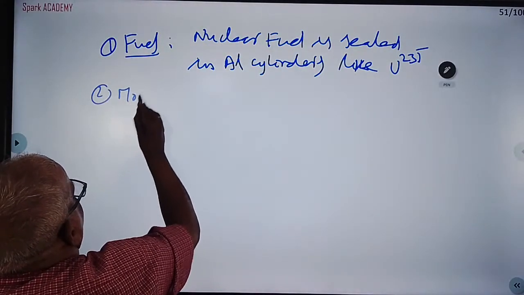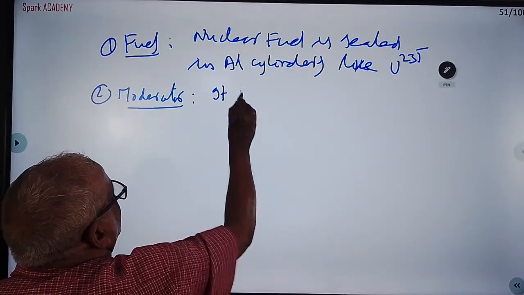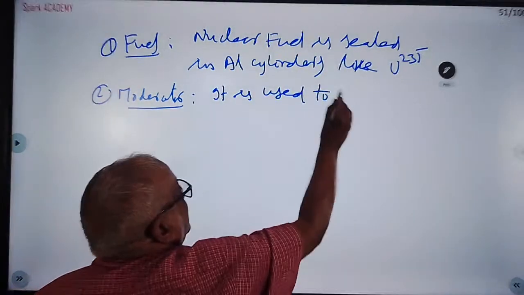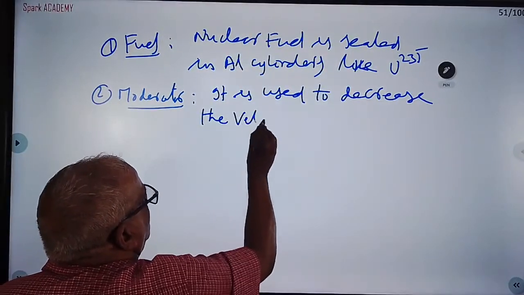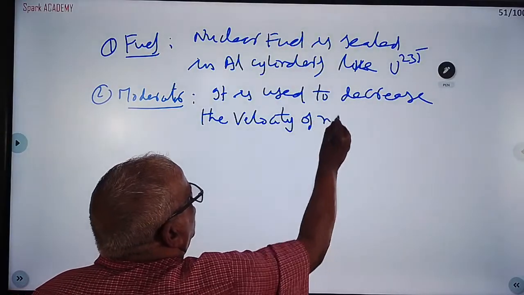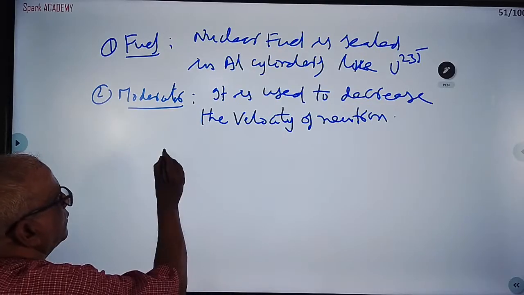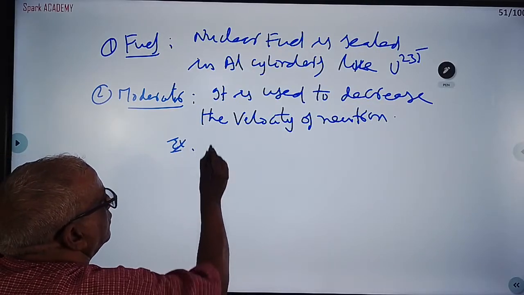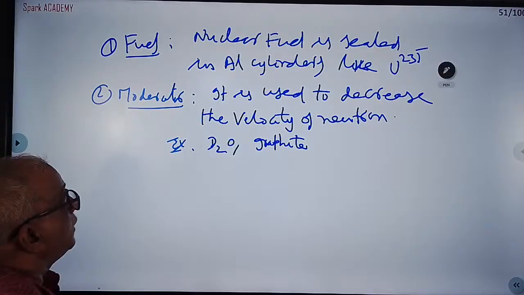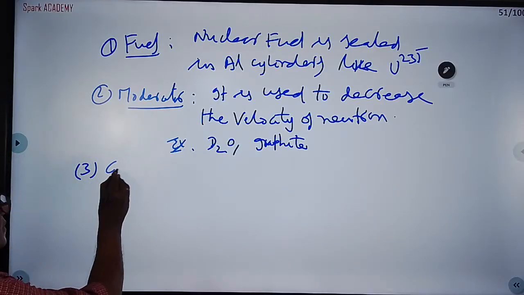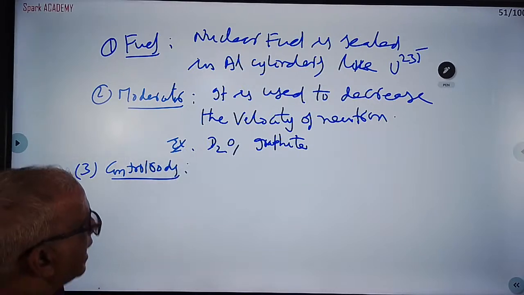The second part is moderator. Moderator is used to decrease the velocity of neutrons. I am explaining only this, how velocity is decreased by collisions and so on. What is used as moderators? Examples of moderators are heavy water, D2O, and graphite. They are often used as moderators. Then control rods. What are control rods? Cadmium rods are used.